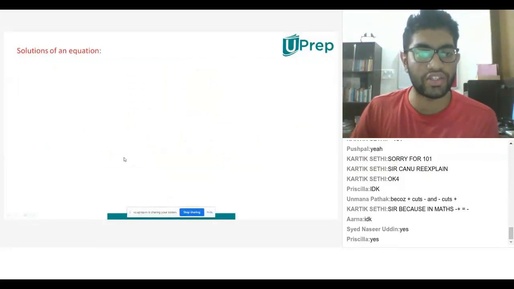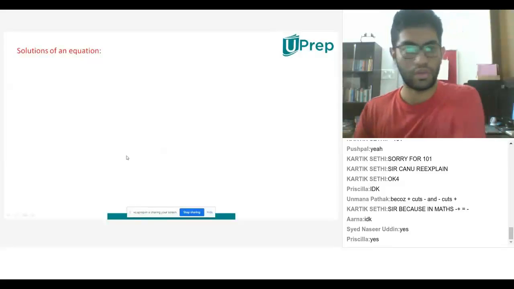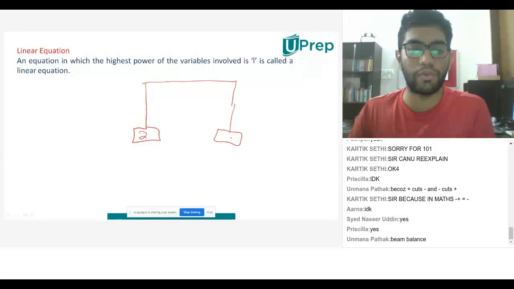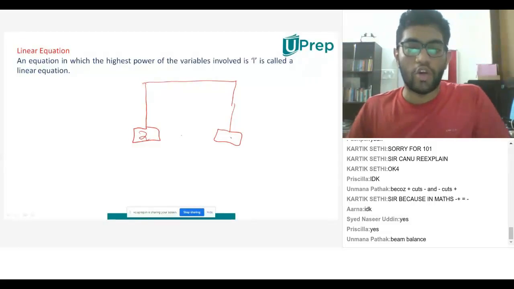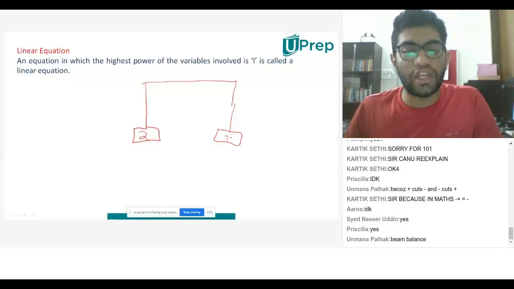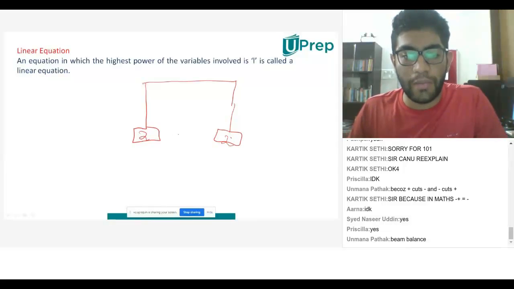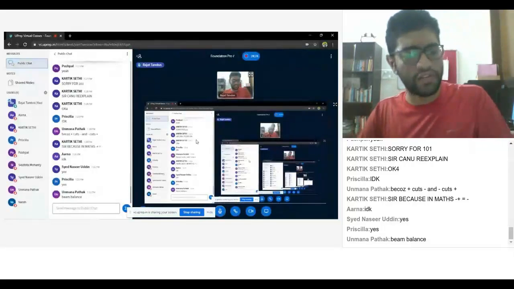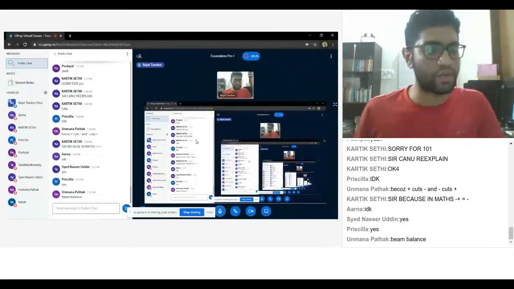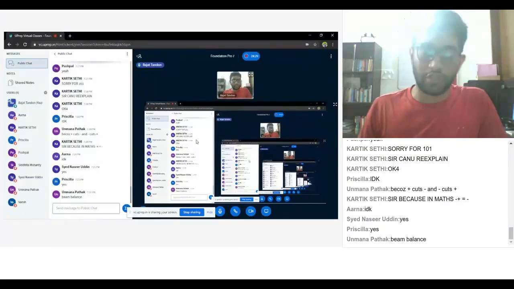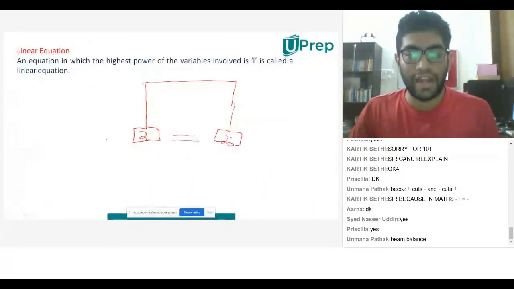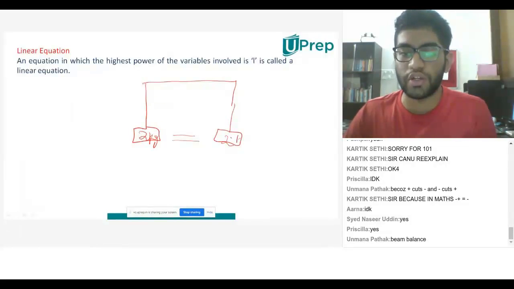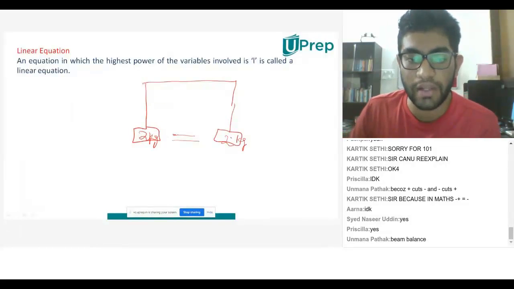Say I have put 2 kgs over here. I also need to put 2 kgs over here so that both of them are equal. Am I right or wrong? Beam balance, yes, whatever you call it. In order to make both of them equal, if I have put 2 kgs over here, I also need to put 2 kgs over here. That is only when they become equal.